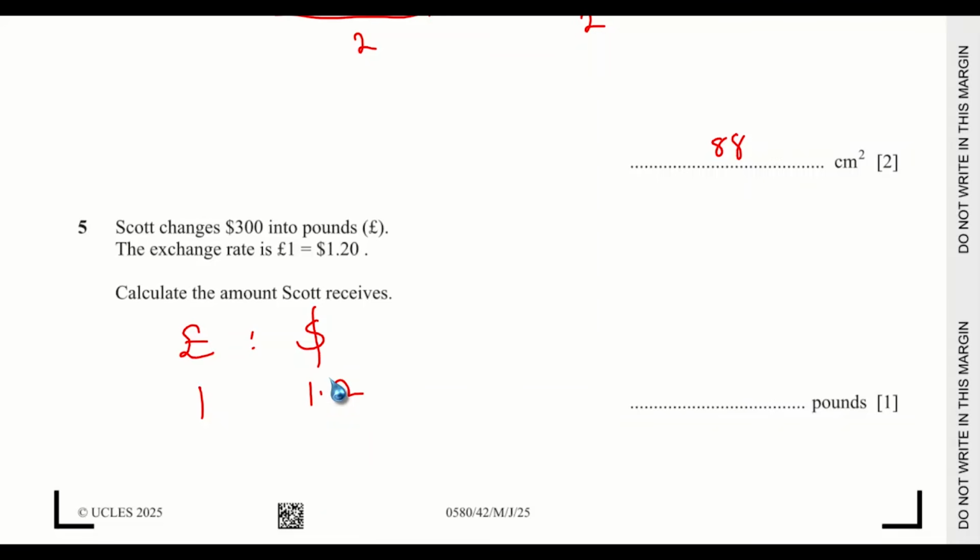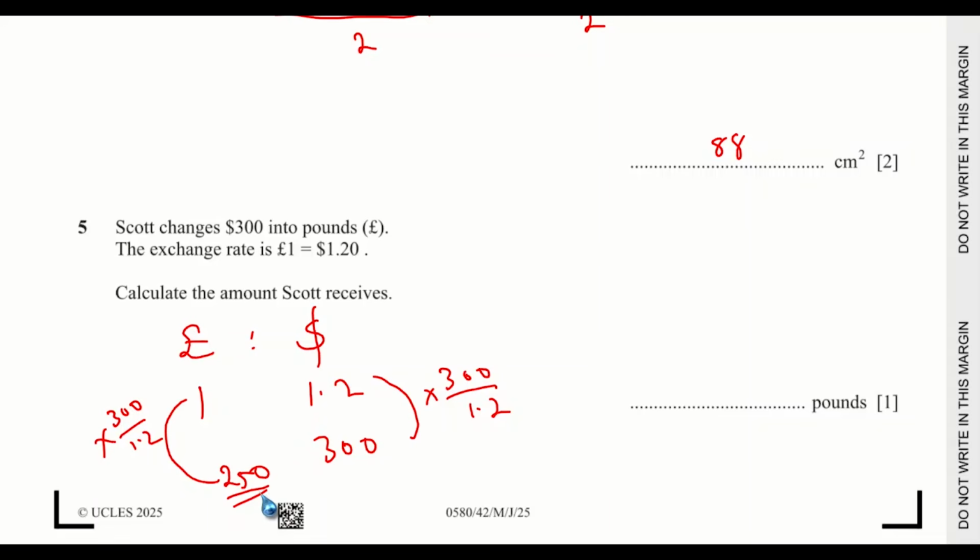So it changes $300. So if you have $300 here, what was done to 1.2? So I have 300, so that will be multiplied by 300 divided by 1.2. So you have to do the same thing on this side. So this will be multiplied by 300 divided by 1.2. So this will give us 250 pounds. So that means Scott receives 250 pounds. So let's go to the next question.